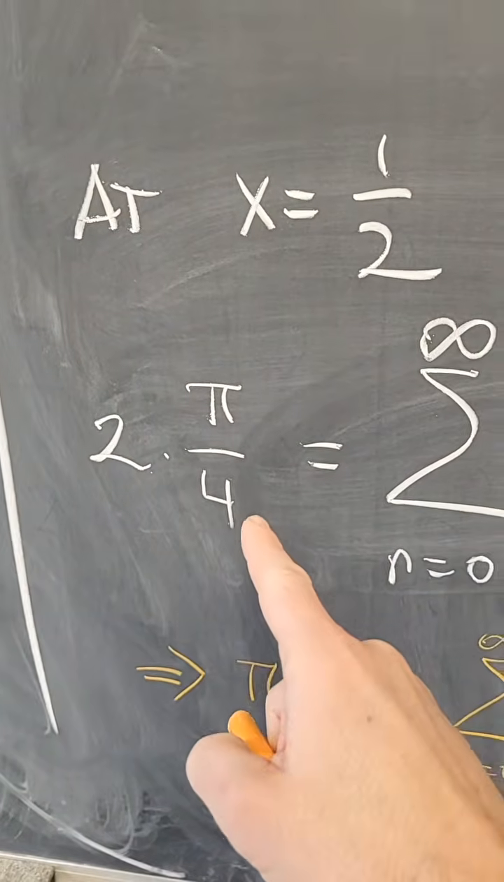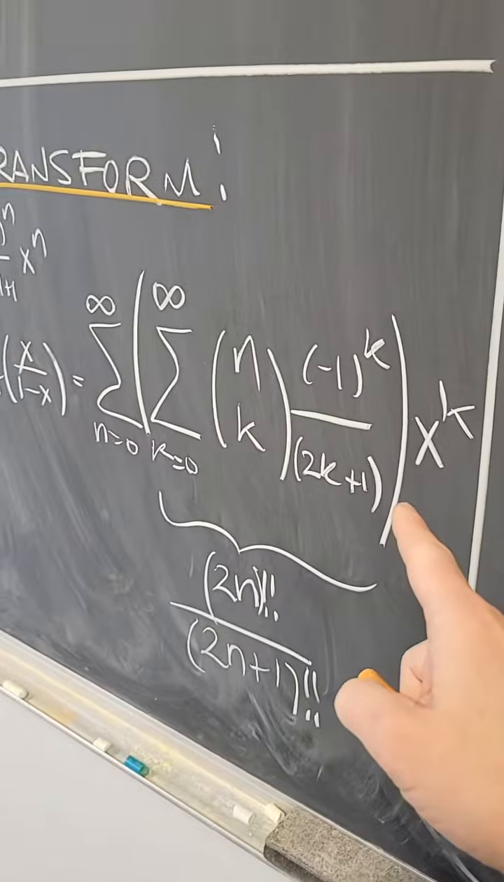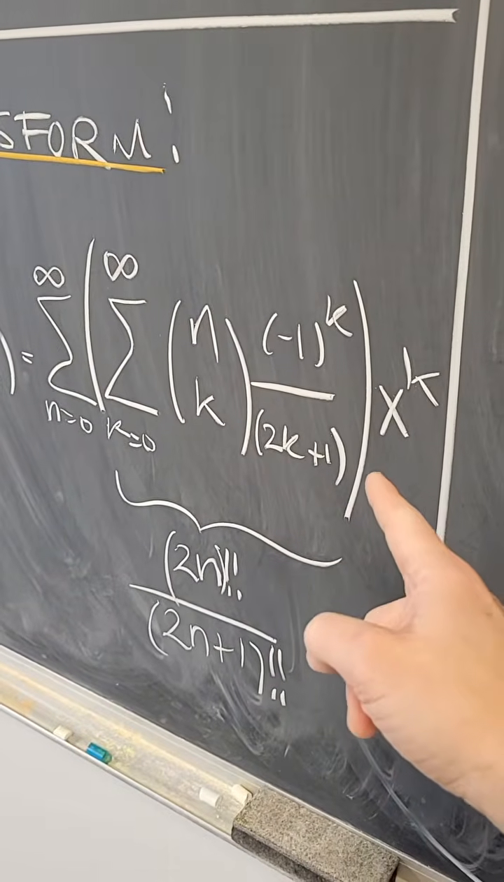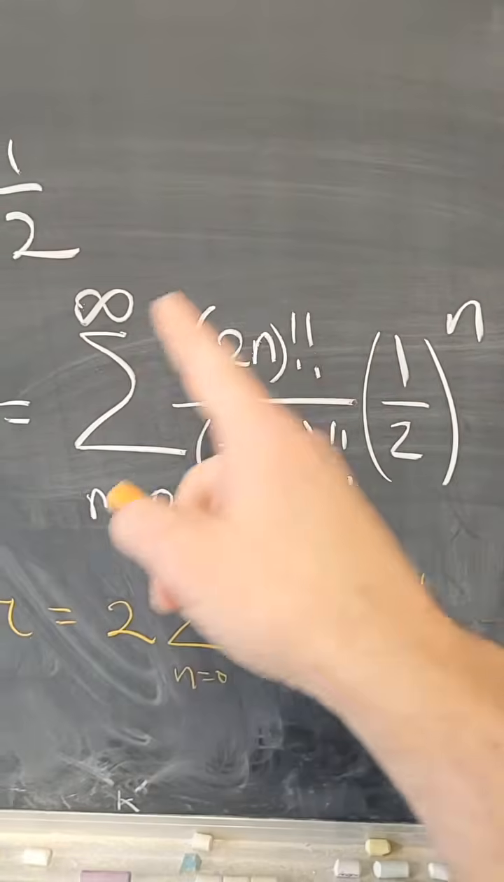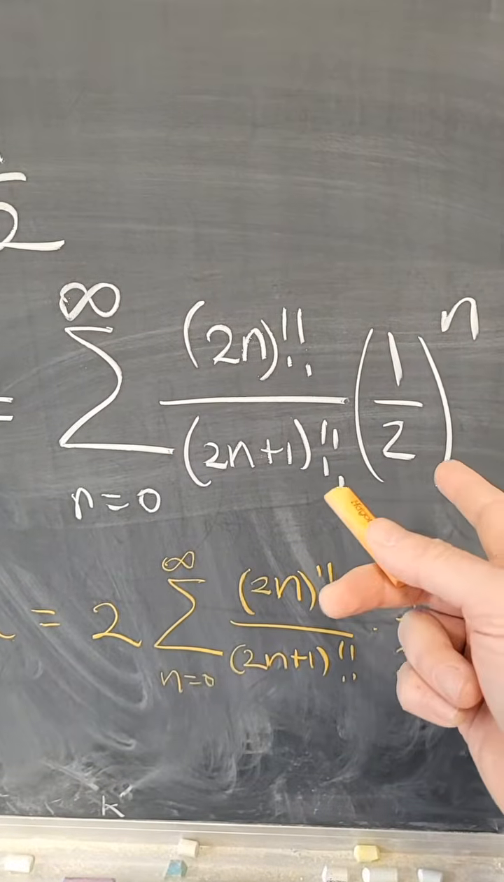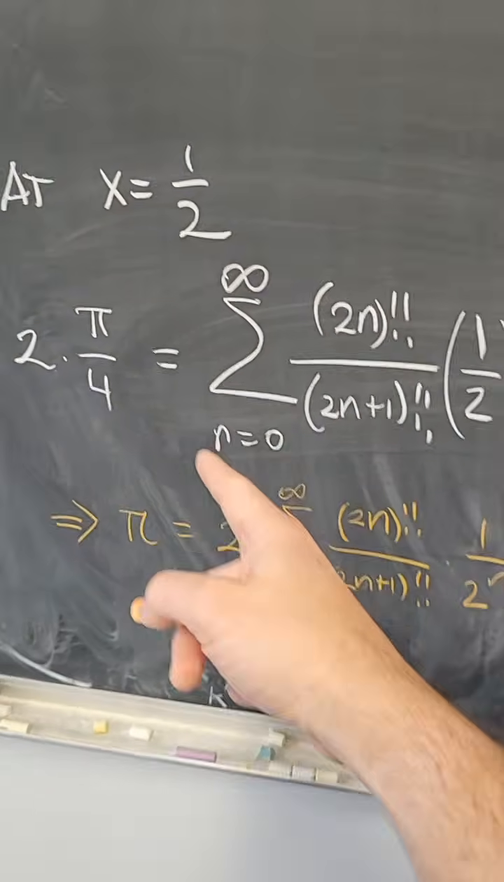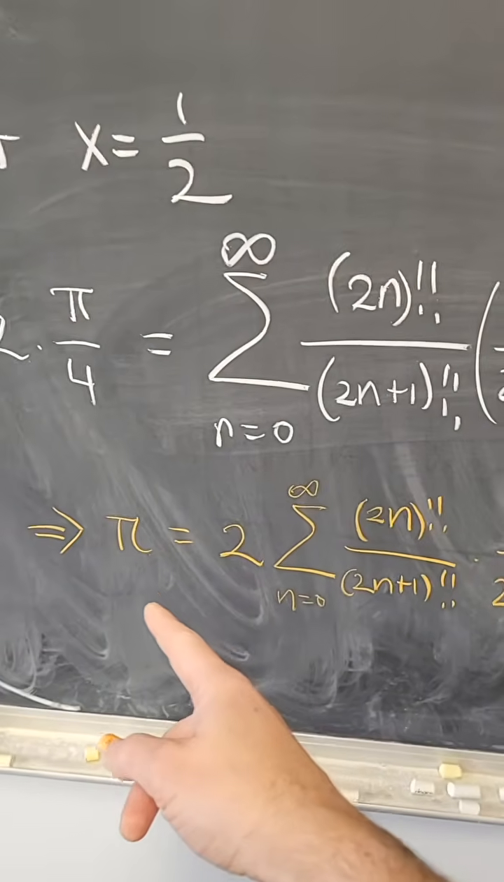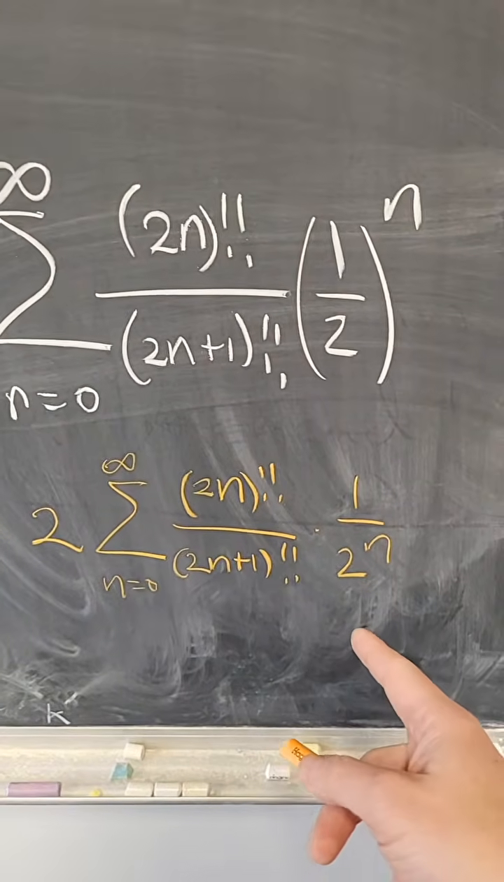So that's pi over 4 times 2, and if I plug in a half on the right-hand side of the expression, then I get the infinite sum that I wanted, and if I solve for pi in there, then I'm going to get the formula for pi that I was looking for.